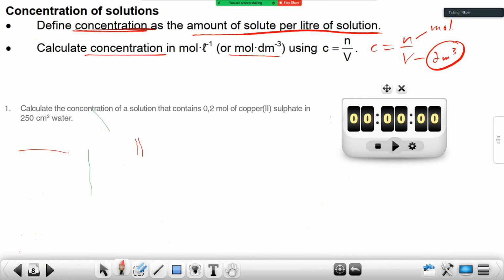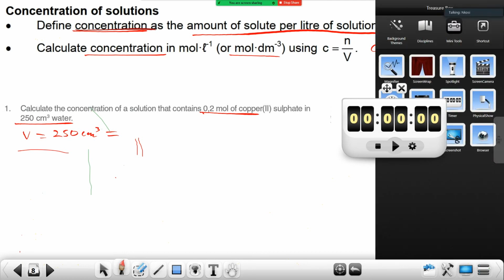Key thing, calculate the concentration of the solution that contains 0.2 mole of copper sulfate in 250 centimeter cubed of water. So it's key. We did say that our volume must be in decimeter cubed. So I'm just going to say V equals 250 centimeter cubed, which equals, remember we must now divide by 1,000.